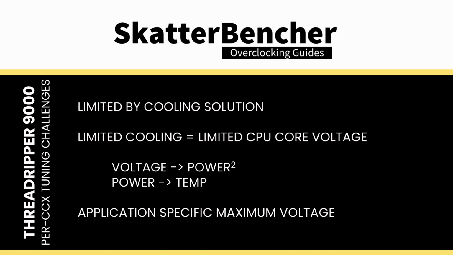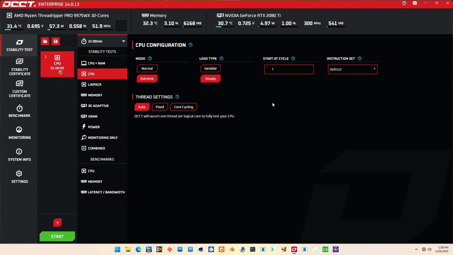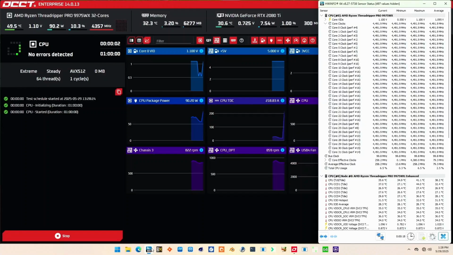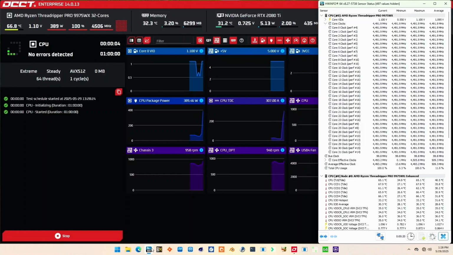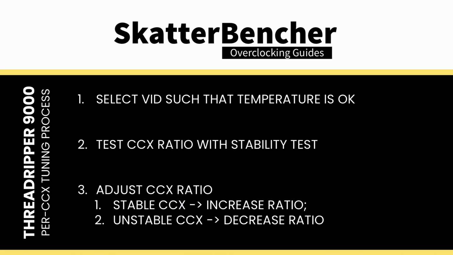The maximum voltage will be determined by the application we're tuning for. In this case, I picked a 30-minute OCCT AVX512 CPU stability test, since I need the CPU stable enough to run a number of AVX512 workloads. The next step is to set a fixed CPU ratio and check the maximum temperature when running our workload. If there's thermal headroom left, increase the operating voltage.